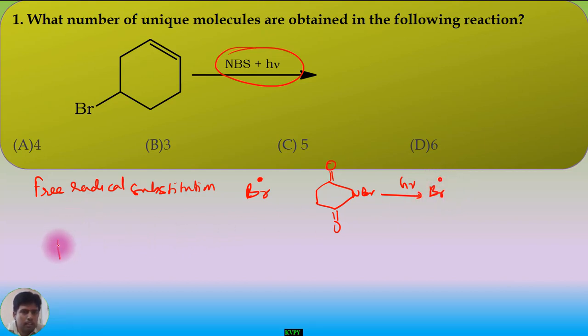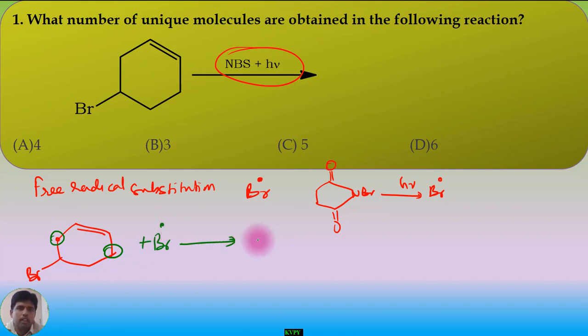Now this Br free radical will interact with the substrate here. Substrate has allylic carbon at this particular position and this position. There are two allylic carbon. So when it interacts with Br for the first time, it will generate free radicals. So there are two possible free radicals getting generated. Let us draw both. One is like this, and the other one has to be like this.